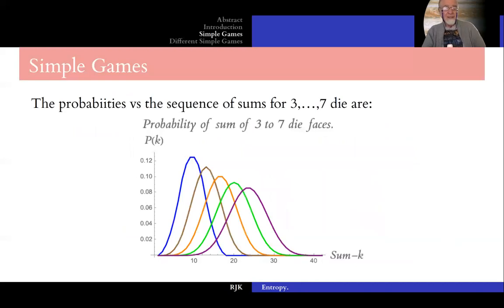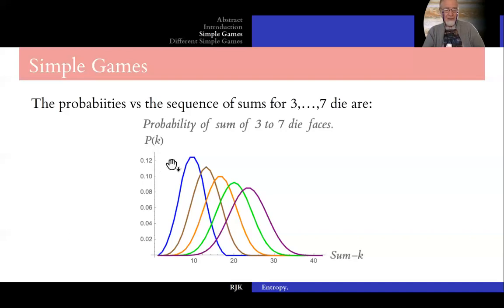So if we did the probabilities versus the sequence of sums for 3, 4, 5, 6, and 7 dice, the probabilities would be the following. So for 3, you get the blue curve. For 4, you get the brown curve. For 5, you get the orange curve. For 6, you get the green curve. And for 7, you get the purple curve. You can see that the 7 goes out to 42 and the green goes out to 36. So they're all exactly what we just talked about.